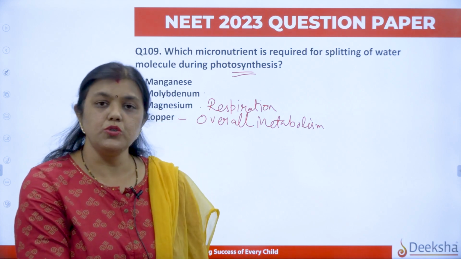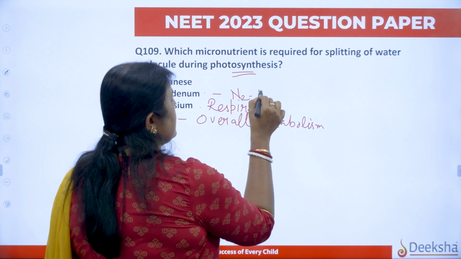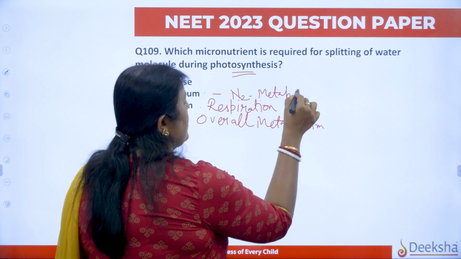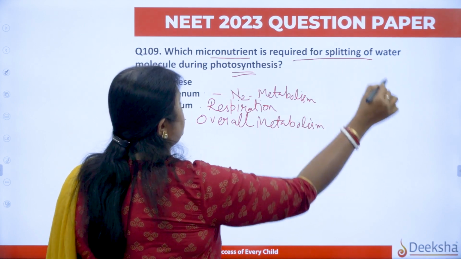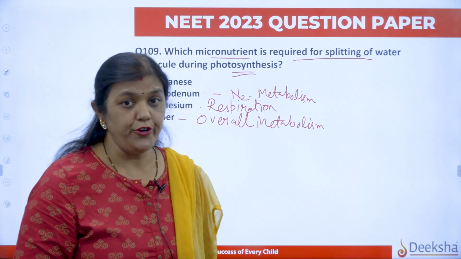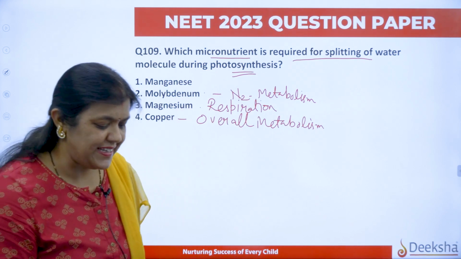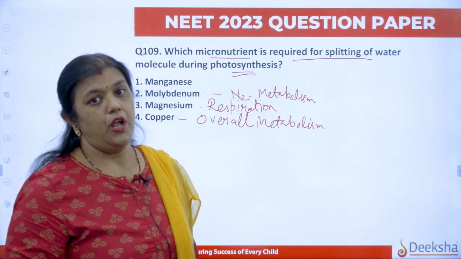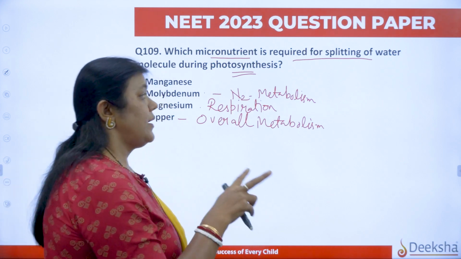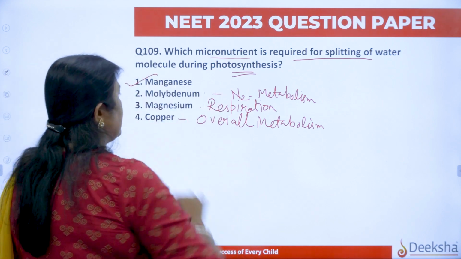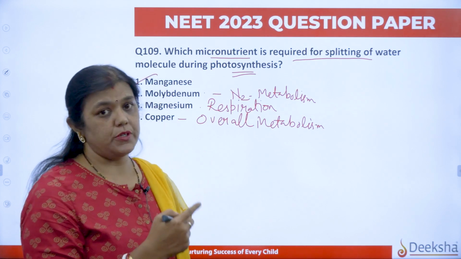Molybdenum, on the other hand, is used for nitrogen metabolism. So obviously molybdenum is not a correct answer. Nitrogen metabolism. Now let us go back to the question to check what option is asked. Which micronutrient is required for splitting of water? Among all these, the micronutrient which is required for splitting of water is option number 1, that is manganese. Manganese plays a very important role to liberate oxygen during photosynthesis by splitting the water molecule, and that is why we can say manganese is the correct answer over here. So here we are going to go with 109, option 1.